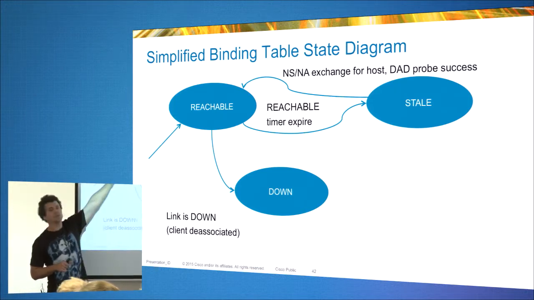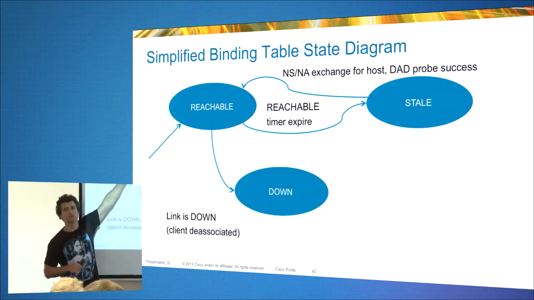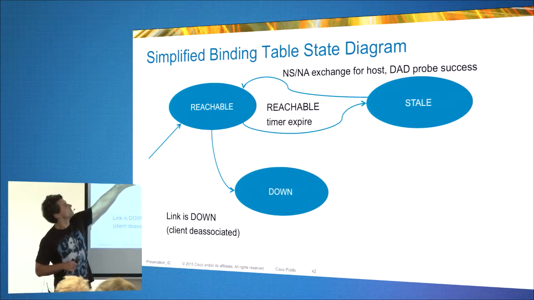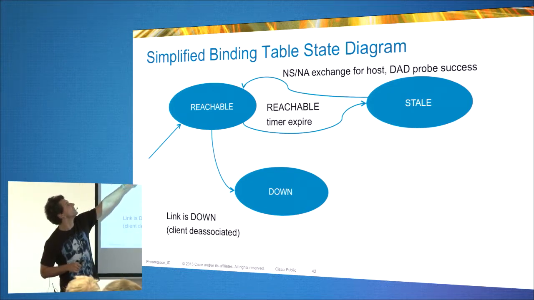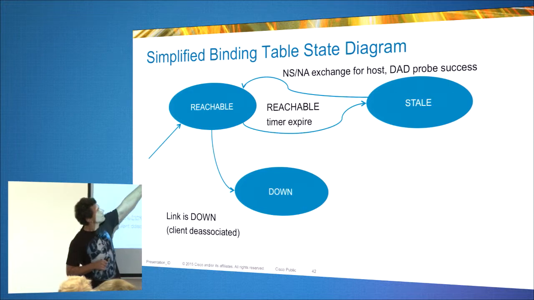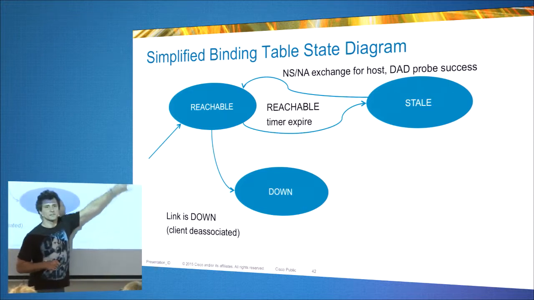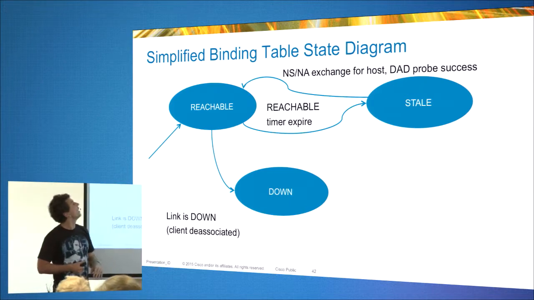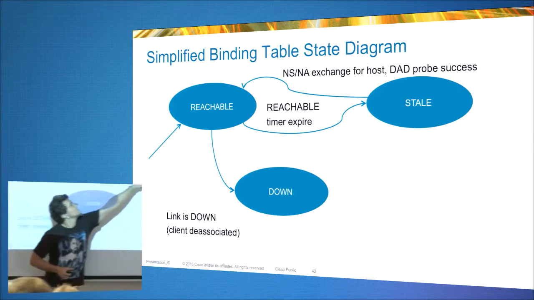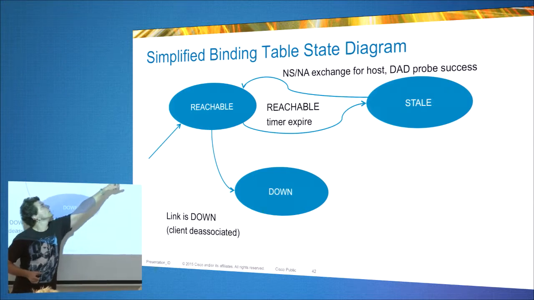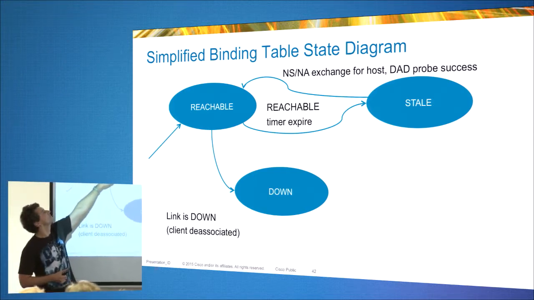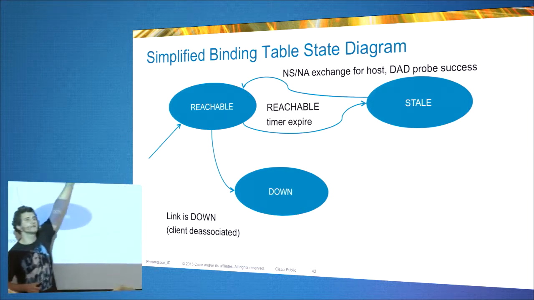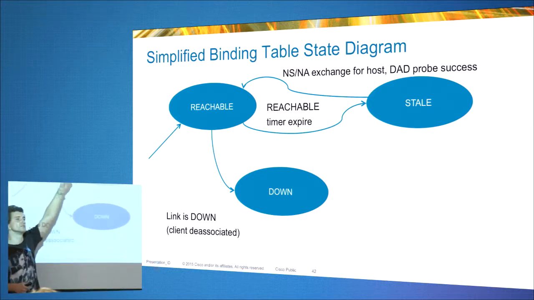So whenever a new entry is added, it goes into reachable state. It stays in this state for the duration of the configurable parameter. Then, when this timer expires, it goes into stale state, and again stays in this state for as long as it is configured. And once that timer expires, which is a fairly long one, it goes back into reachable state to verify, so it does the verification of the host reachability and goes back to reachable state if this host is reachable.